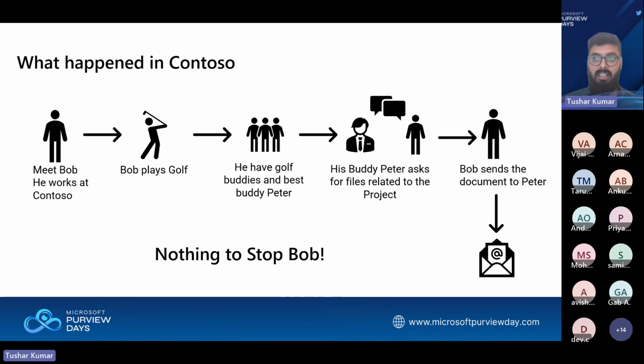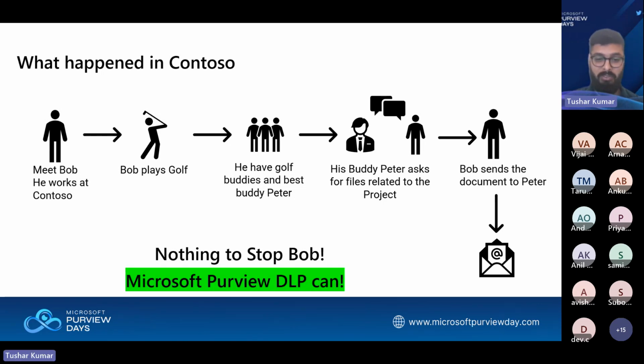But on top of that, even though the files are encrypted, we can put another layer on top, which is going to protect those files from being shared, or keep them in a controlled environment always. So basically, Microsoft Purview DLP can. Earlier, there was nothing to stop Bob because there were no policies in place. So he can share anything, any personal identification data. He can share anything related to the company, any company financial data, back to his buddy Peter.